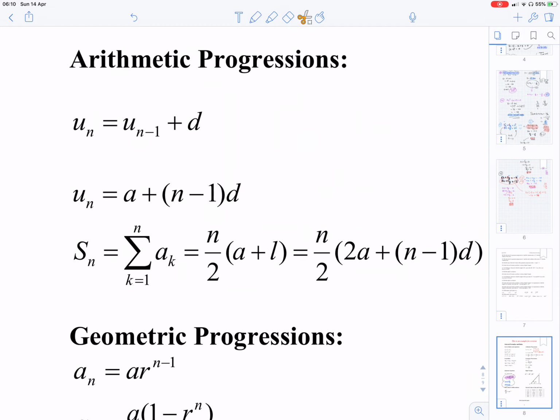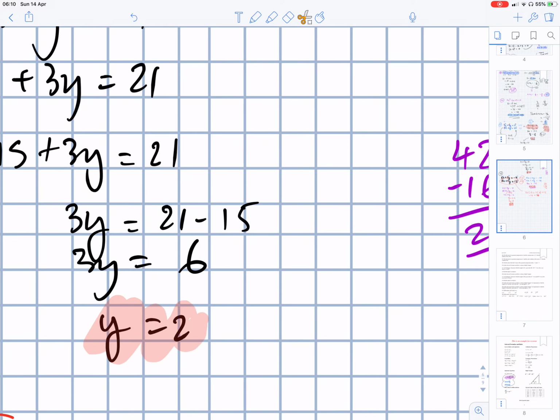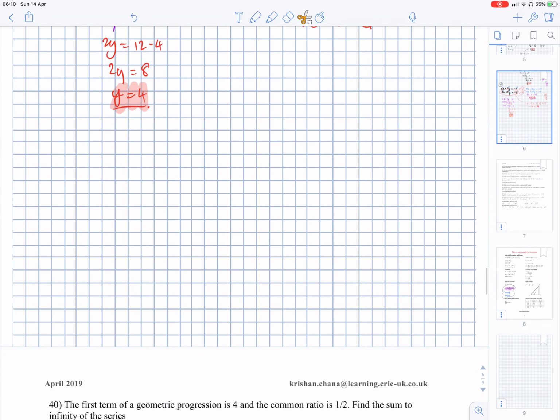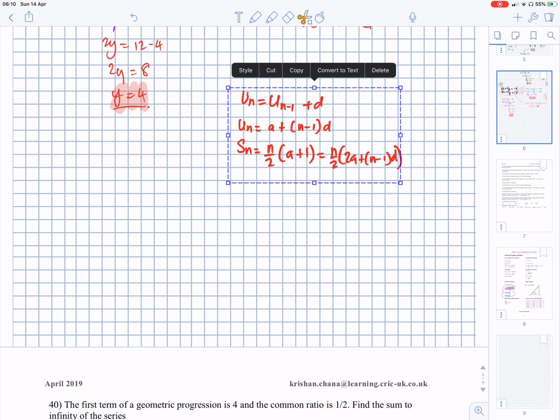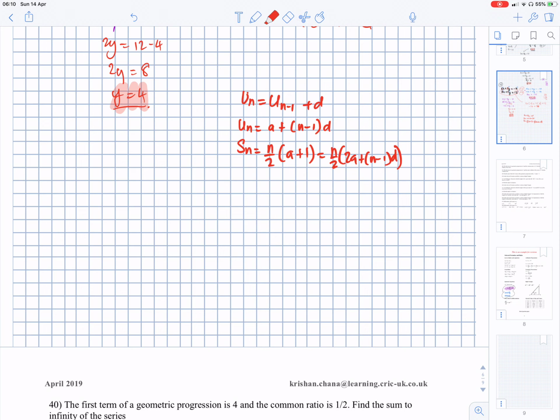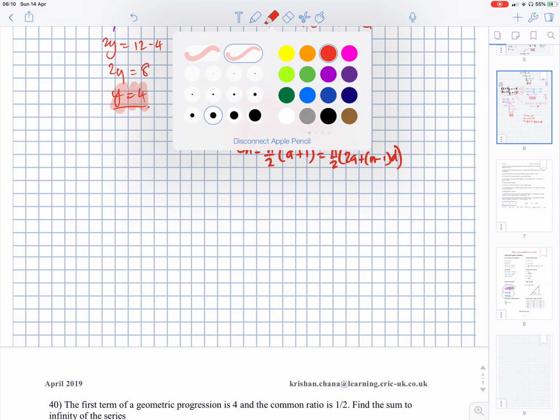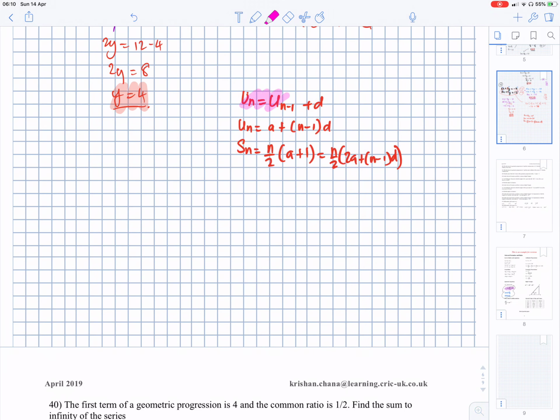So cut them from here and paste them right here. Just keep them here, and maybe color them up a little bit, highlight them.